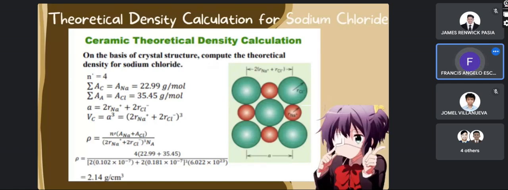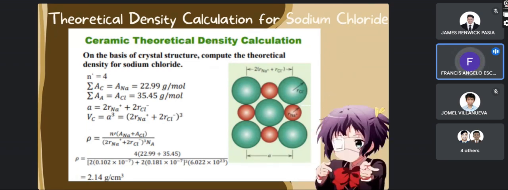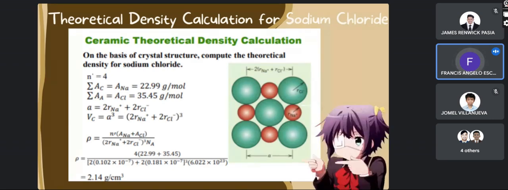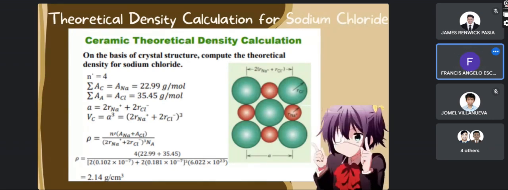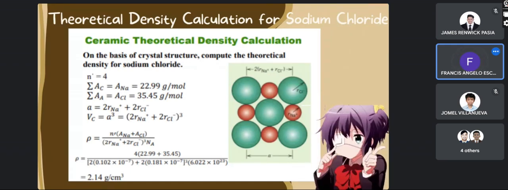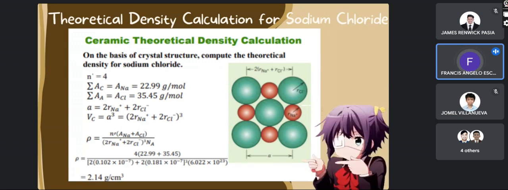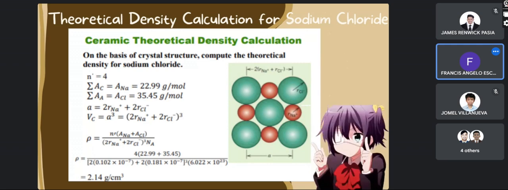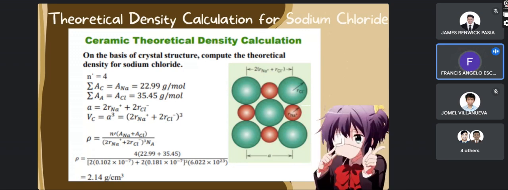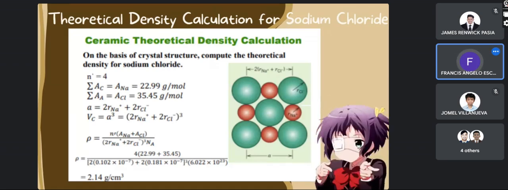To get the value of unit cell volume, or V sub C, since sodium chloride is crystallized in the FCC crystal structure, wherein the variable A, which refers to the length, is equal to 2 multiplied by the quantity of ionic radii of sodium, that is 0.102 nanometer, plus the ionic radii of chlorine, which is 0.181 nanometer. Then raise it to 3 because it is known as volume.